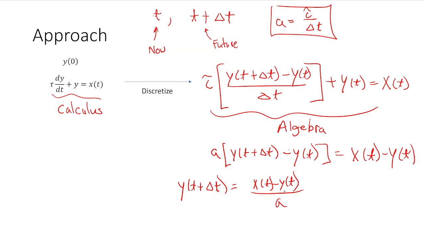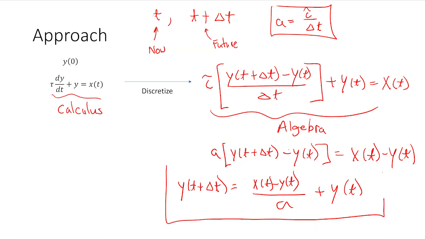Let's see, I'm trying to do too many steps at once. So x of t minus y of t over a plus y of t, like that. All right. If you look at that, what I did is I brought a times y of t over to the other side and divided both sides by a. And I ended up with that expression. Okay. So you should follow what I did there.